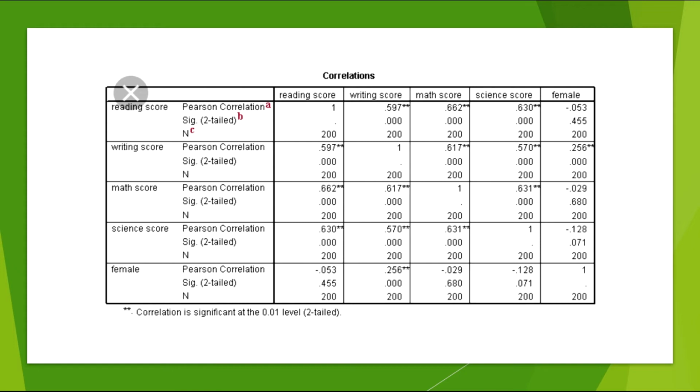Same goes for the math score, 0.680, higher than 0.05, as well as the science score, where the significance is 0.071. But in order for you to write formally, you have to write this figure: correlation is significant at the 0.01 level, although it is calculated individually. Alright, so that's how you read it.